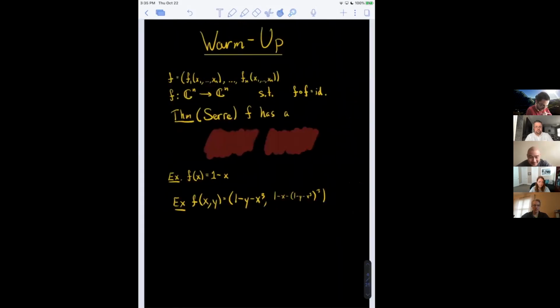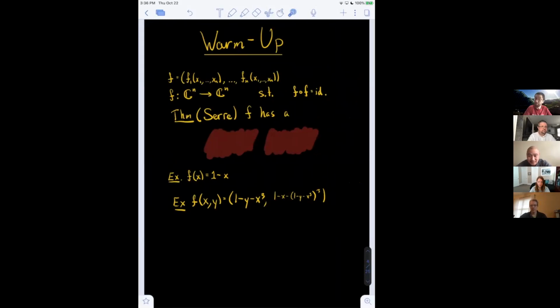All right, so let's start with a warm-up. This is an old result of Serre, which in fact we can almost completely prove in this talk. This is more or less the only thing I'm going to really prove in the talk, but I think it's really fun and absolutely beautiful.